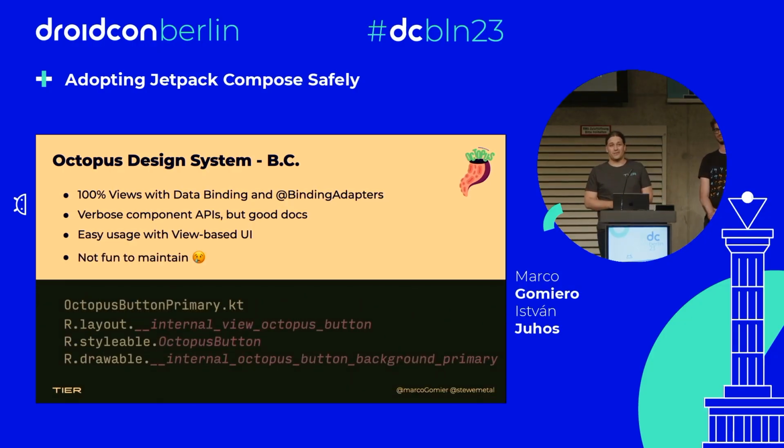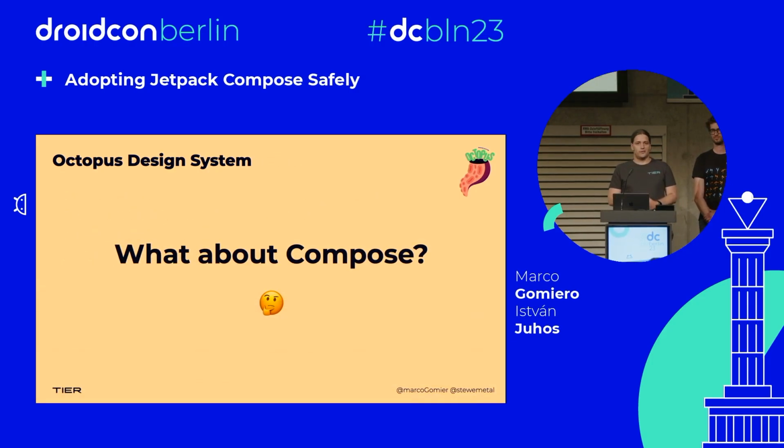But actually it was not fun to maintain because of the fragmentation that views need on the code and implementation side. So just for our pretty straightforward and easy to use primary button in the design system, it required a lot of XML files and a code file in Kotlin. And yeah, just one component was all around the place. So what about Compose? What could we do to mitigate this problem with Compose?